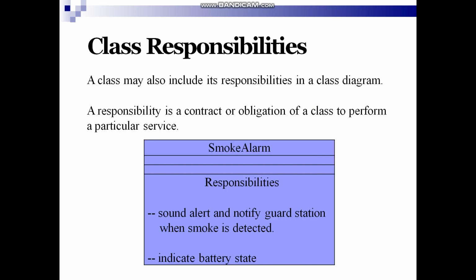Class responsibilities. A class may also include responsibilities in a class diagram. A responsibility is a contract or obligation of a class to perform a particular service. Responsibilities are part of the operations. It is also called a method.